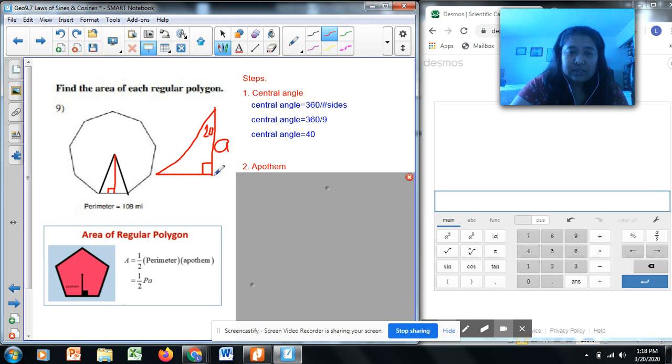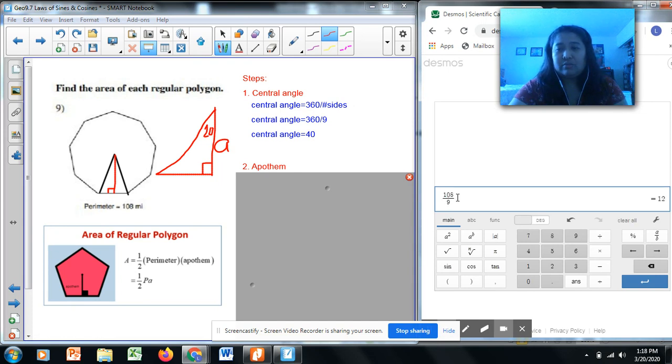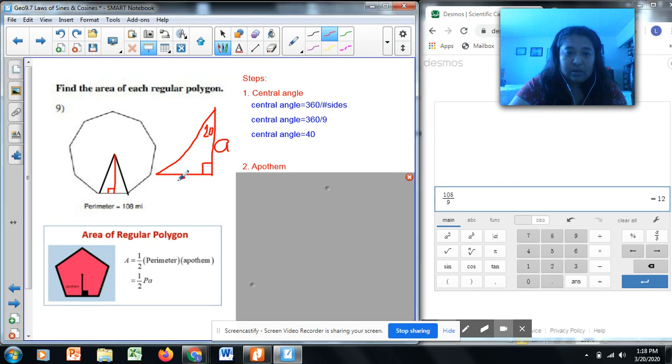Now, we know the base of this triangle by getting the measurement of one side and then dividing it by 2. So since the perimeter is 108, you divide that by the number of sides in the nonagon, which is 9. Each side of the polygon is 12. So if you divide that by 2, the base of your right triangle will be 6.